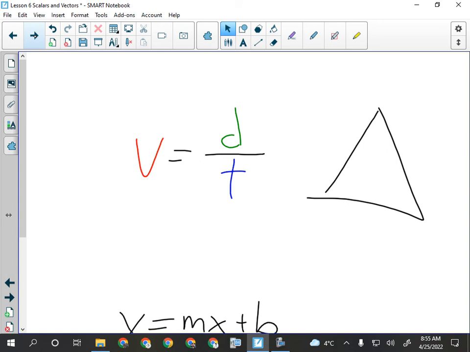Okay, so if I want to manipulate V equals D over T, so right now it solves for V. What if I want to solve for D? You multiply the equation by T. Right, I would multiply both sides by T. Okay, T times V equals D. All right, everybody okay with that?